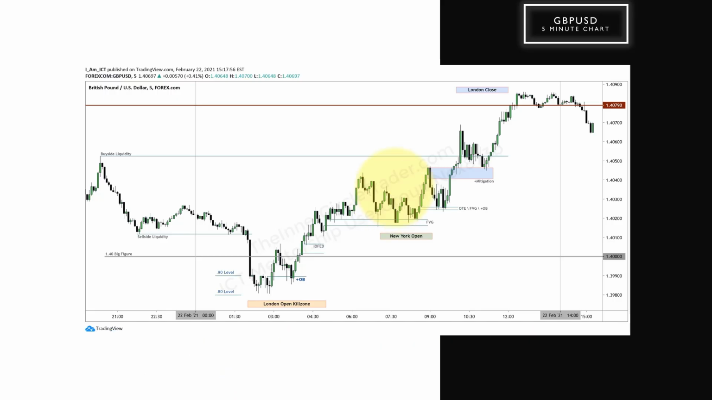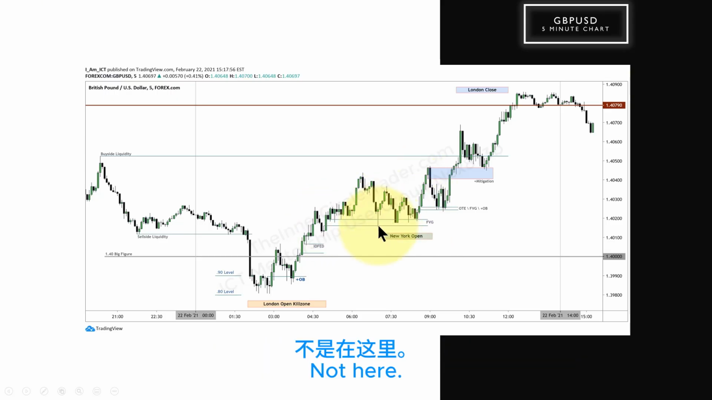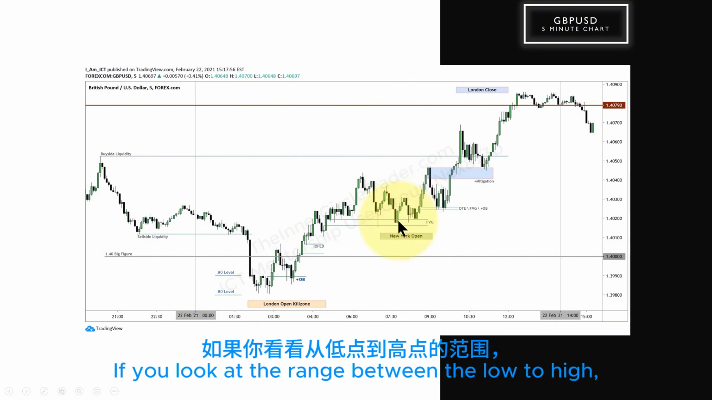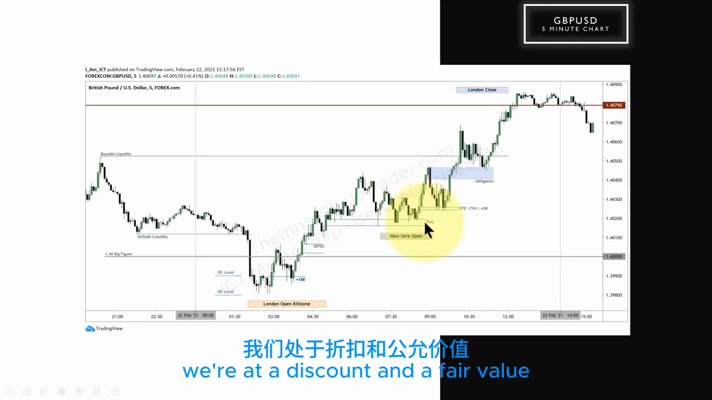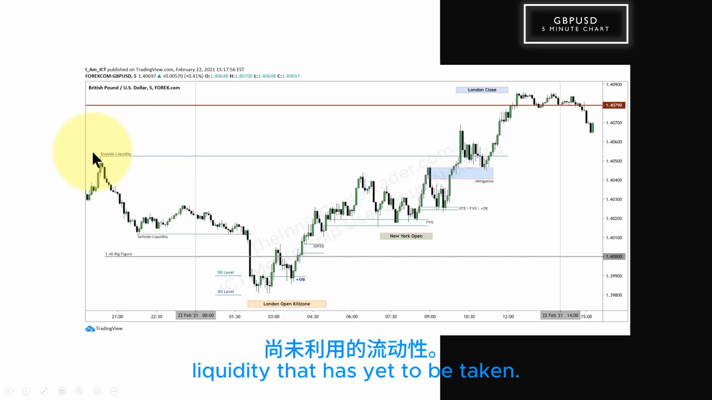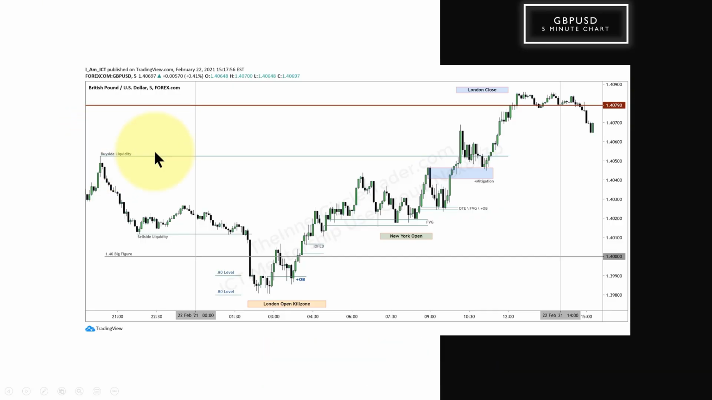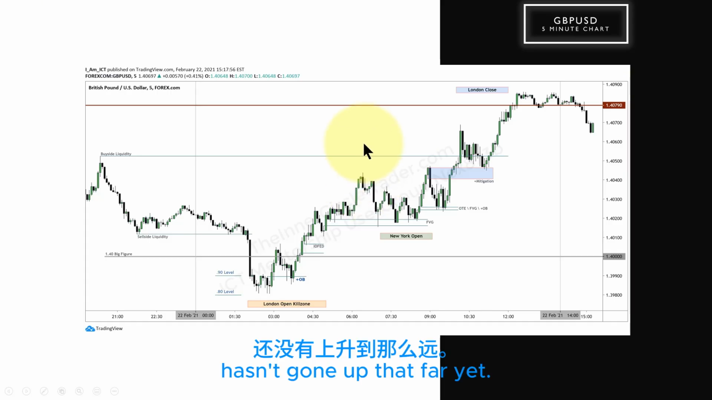So we have New York Open, and the market trades down into the fair value gap here. Not here, we're not interested there. It does it here and here. If you look at the range between the low to high, we're at a discount and a fair value gap and the New York Open kill zone, and liquidity that has yet to be taken. Has it traded to it here? No, it hasn't gone up that far yet.